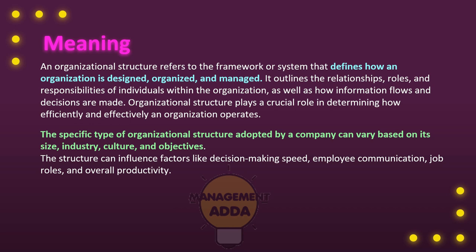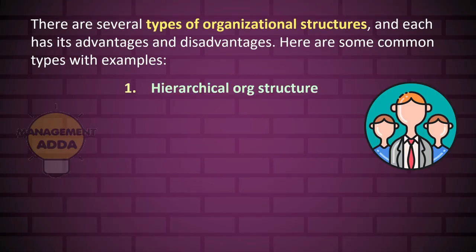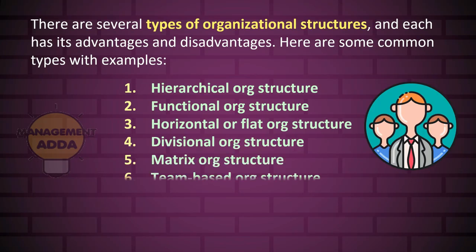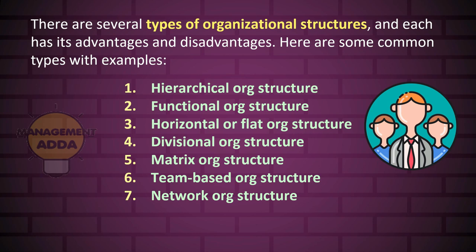The specific type of organizational structure adopted by a company can vary based on its size, industry, culture, and objectives. The structure can influence factors like decision-making speed, employee communication, job roles, and overall productivity. There are several types of organizational structures, and each has its advantages and disadvantages. Here are some common types of organizational structure.